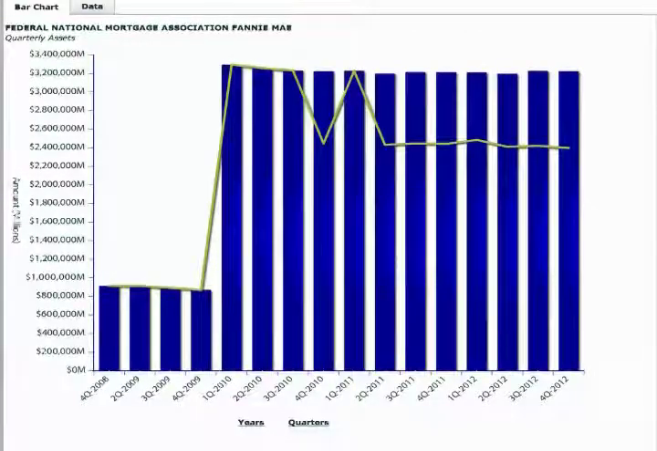The next page, you can see Fannie Mae. You can see a big jump there. That's where they've taken a lot of the assets they had that were off balance sheet, on balance sheet, and you can see really the total assets of Fannie Mae quarter on quarter haven't really decreased very much at all.